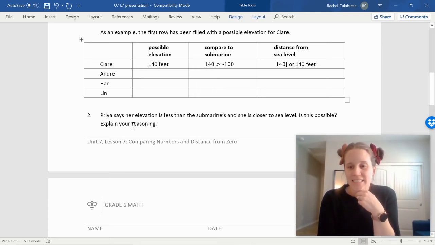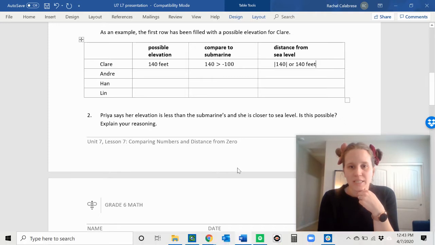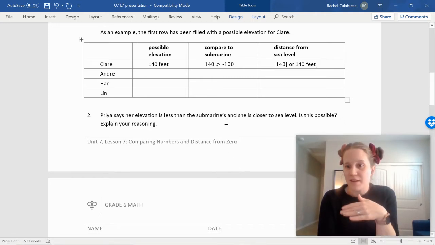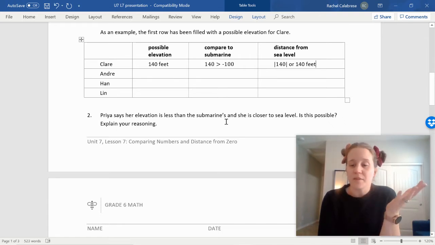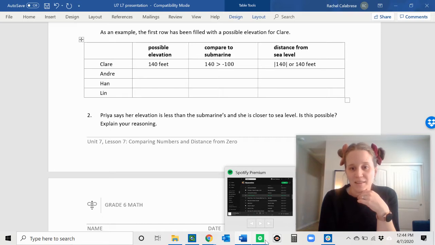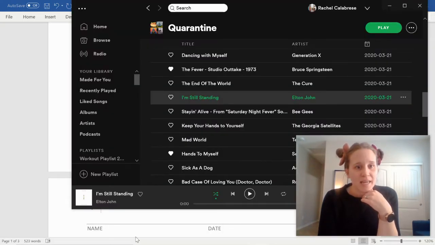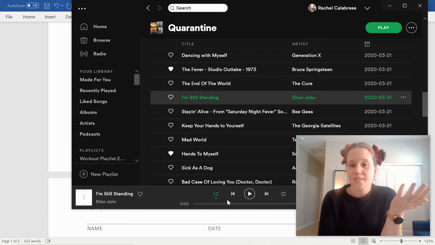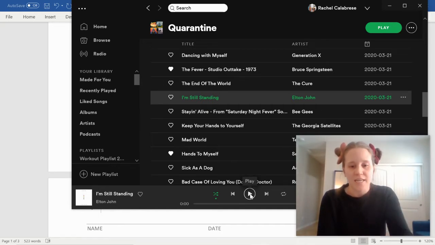Okay. Instead of a timer, I'm going to actually play a song for you for the amount of time we're going to have to practice. I think it's a 3-minute song. It comes from my quarantine playlist, which is a playlist that I made full of songs about being sick or isolated or whatever. And I thought you might like it. I'm going to play Elton John's song, I'm Still Standing, because I hope that you all are not sick. I hope you are healthy and still standing. Here we go. This is a 3-minute long song to do question number 1, the table, and question 2. Okay, go ahead.